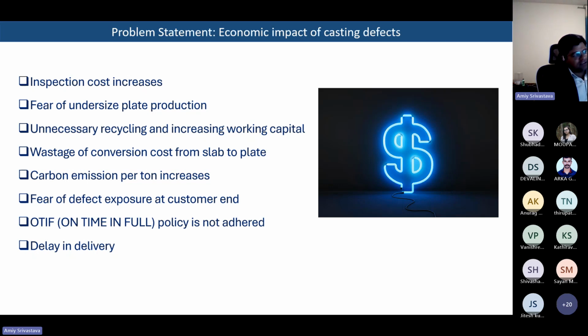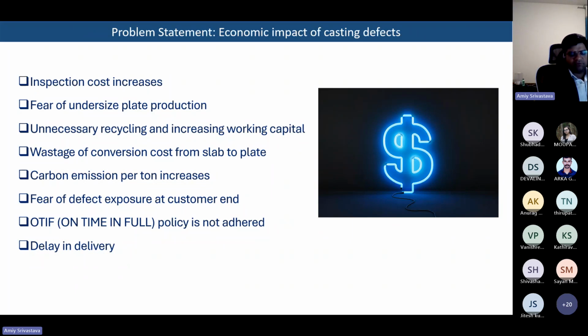So why are process metallurgists important? Let's see what happens. We get an order from the customer, and it is our responsibility that whatever order we get, we have to supply the end product to the customer on time. We cannot delay this, and in full.